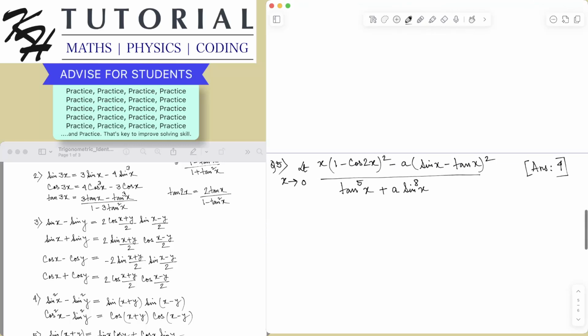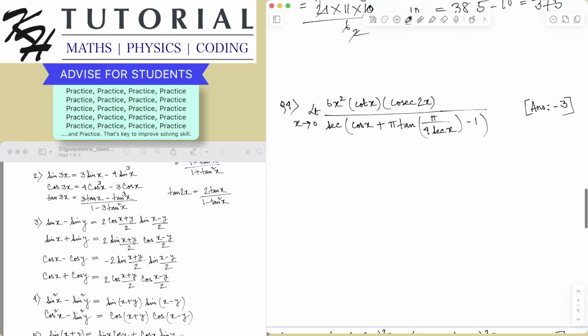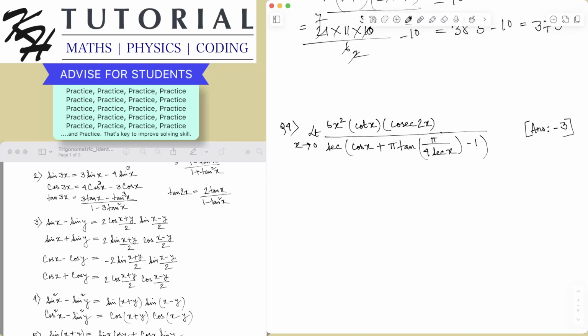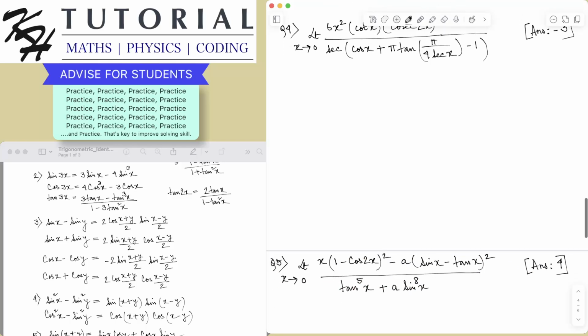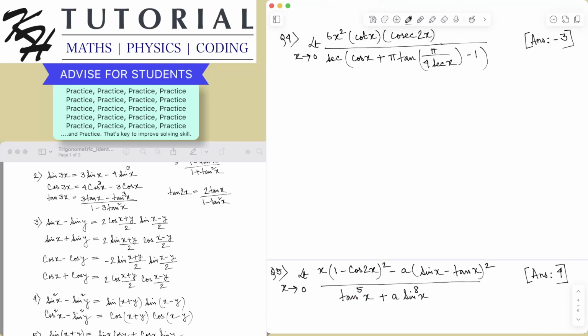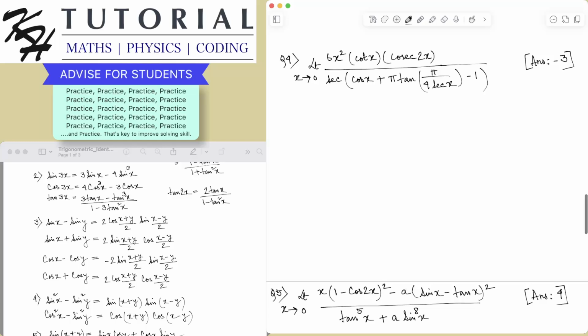Let's see. I will solve only question number 4. What is this? Limit x tends to 0 of 6x square multiplied by cot x multiplied by cosec 2x, divided by sec of (cos x plus pi tan(pi by 4 sec x)) minus 1.